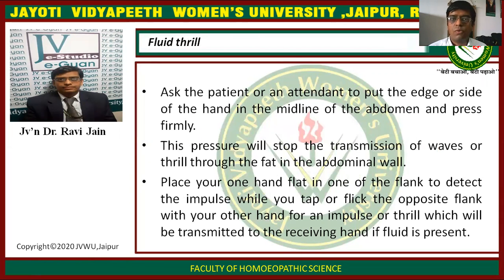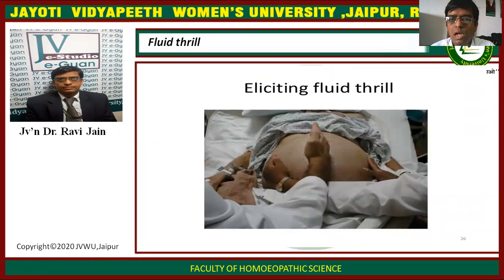The second one is the fluid thrill. Ask the patient or the attendant to put the edge or side of the hand in the midline of the abdomen and press firmly. This pressure will stop the transmission of waves or thrill through the fat in the abdominal wall. Place one hand flat on one of the flanks to detect the impulse while you tap or flick the opposite flank with your other hand. An impulse or thrill will be transmitted through the fluid if it is present. This is how you can elicit fluid thrill in a patient of ascites.